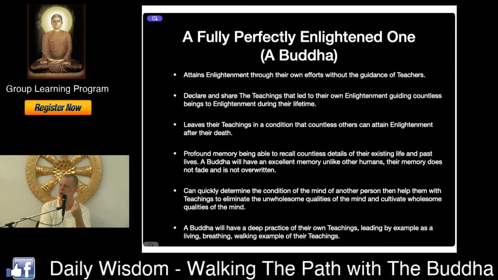They get to enlightenment by themselves without the help of any teachers or any guides. They dedicate the rest of their life to sharing their independently discovered teachings, and countless people get to enlightenment during their lifetime. And then the third criteria is that they need to preserve their teachings so that other people can get to enlightenment after their death. These are the three main criteria, and it's very rare for a Buddha to exist in the world.